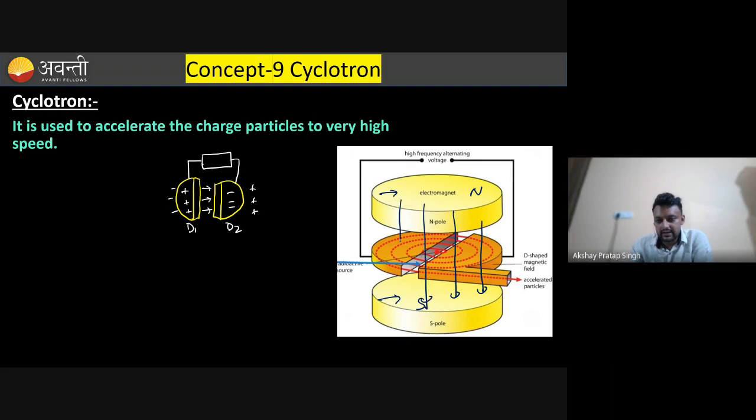So can you see that there is a magnetic field and there is an electric field? Both the fields are present. Now, what is the principle behind it?